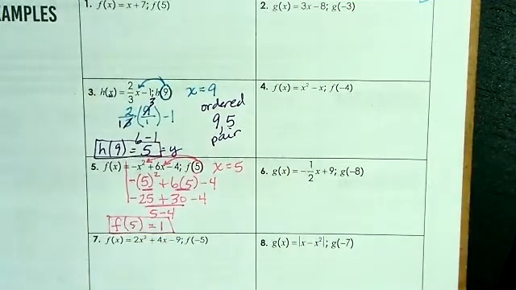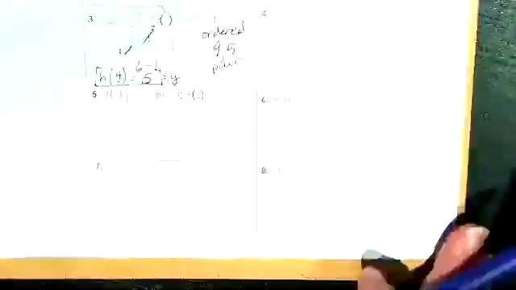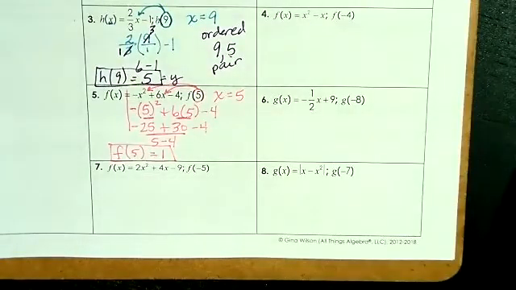Okay, next example. Number 8. Give you one guess why that is. The absolute value symbols. Ooh, I'm doing that. Threw things off. Here we go.